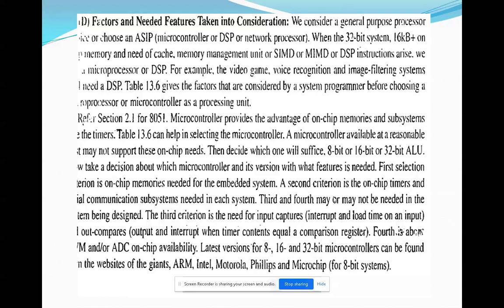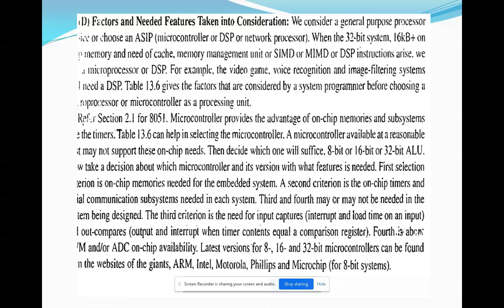Input capture, that is interrupt and load time for the input, and also compare output on the interrupt with the load time. Then the fourth one is ADC, and then read and write control signals. Okay, this has to be checked. And then lastly you will be checking for ADC on chip availability, that is analog to digital converter and digital to analog converter. That will be checked, that is whether it is inbuilt or not. Okay, that has to be considered lastly.